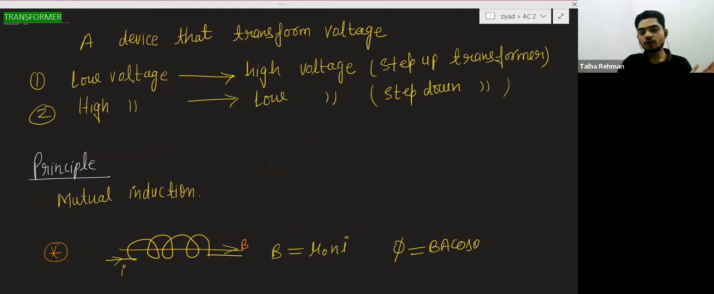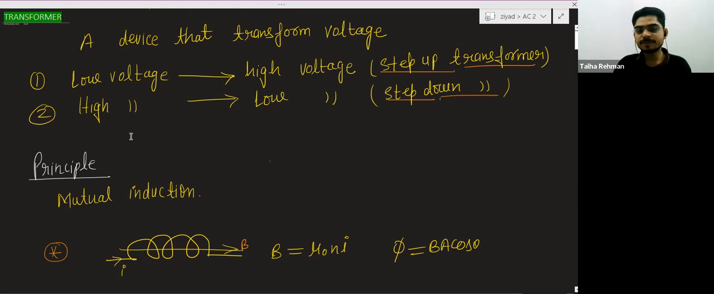It can convert low voltage to high voltage. It can convert high voltage to low voltage. A transformer which transforms low voltage to high voltage is known as the step up transformer. A transformer which transforms high voltage to low voltage is known as the step down transformer.